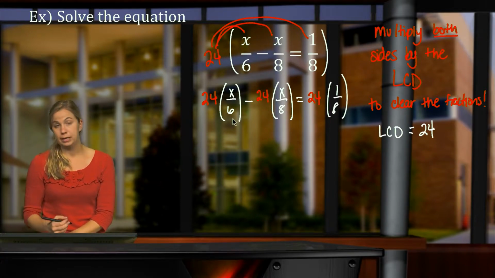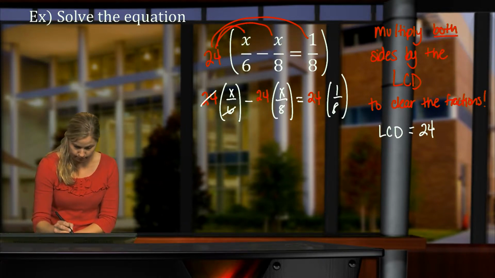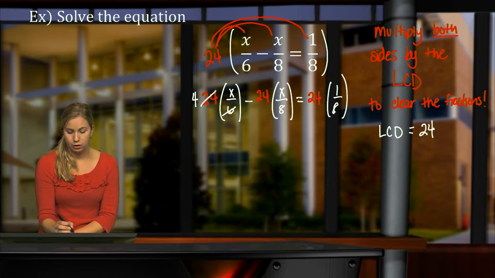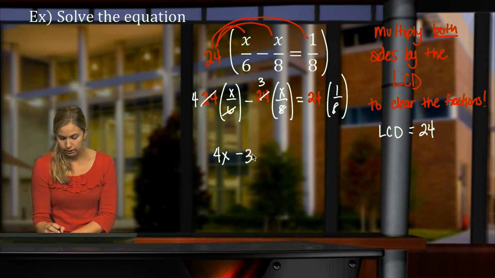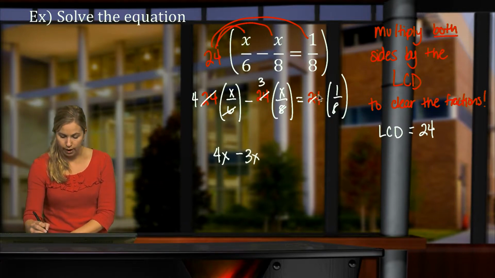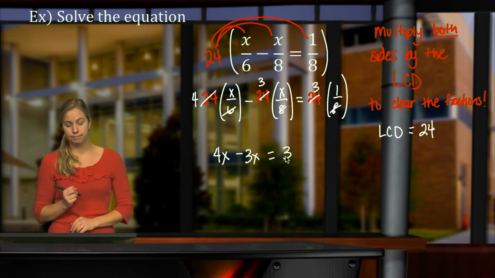24 divided by 6, we can simplify first, is 4. So this first term becomes 4x. 24 divided by 8 is 3. So we've got minus 3x. 24 divided by 8 again is 3. 3 times 1 is 3.